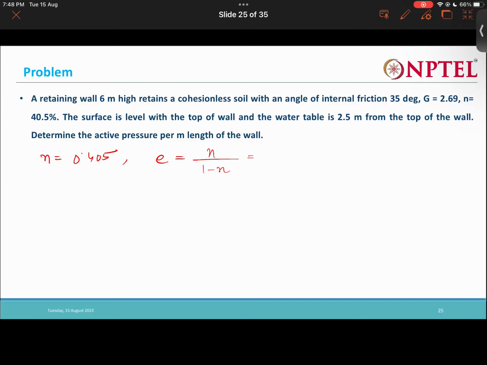What will be the void ratio? 0.818? How much? 0.405 divided by 1 minus 0.405. It will be 0.681.